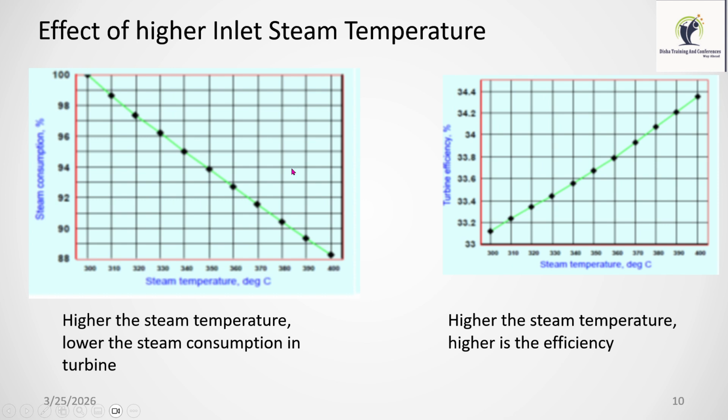Similarly, if we increase the steam temperature, earlier the temperature was 300 degrees centigrade, now the temperature has increased to 400 degrees centigrade. Earlier when we were running at 300 degrees centigrade, steam consumption was 100, and at 400 degrees centigrade it is only 88. So 12% specific steam consumption has come down when you increase the temperature. Similarly, the thermal efficiency at 300 degrees centigrade was 33.1, and at 400 degrees centigrade it was 34.3. So around 1.2% efficiency increase was there.